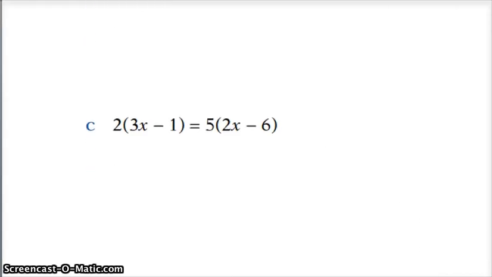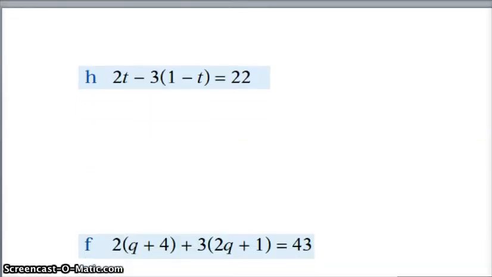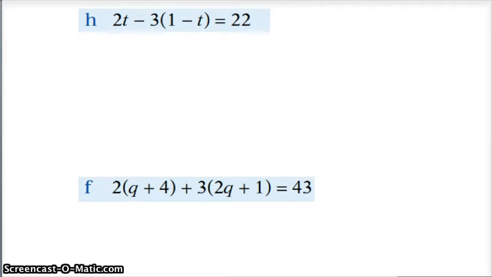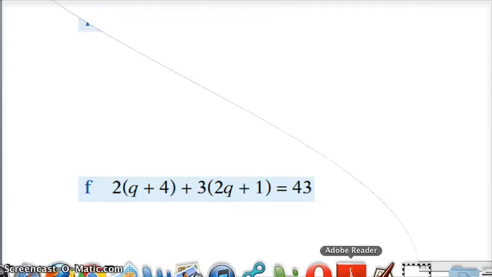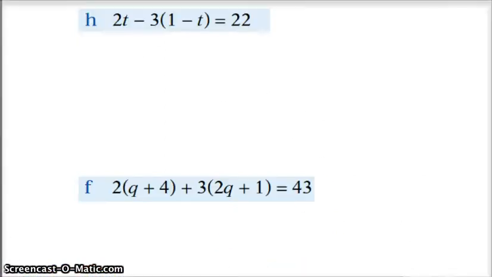Let's go back and have a look at some of these harder questions. We won't do them all, but I do want to do question H with you. We'll do these two questions and then we'll finish up. Okay, question H. Sometimes you get questions like these and they've got this thing out the front and it can be confusing. The key is just to leave that there.